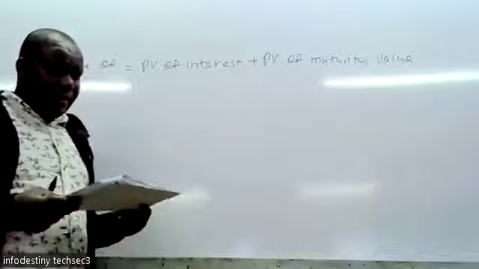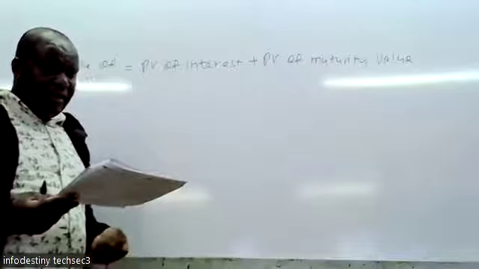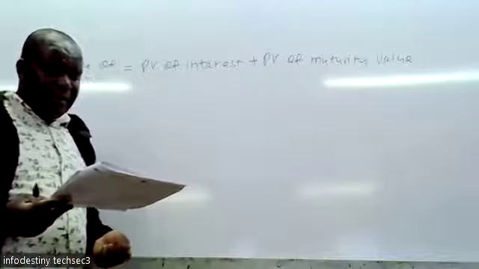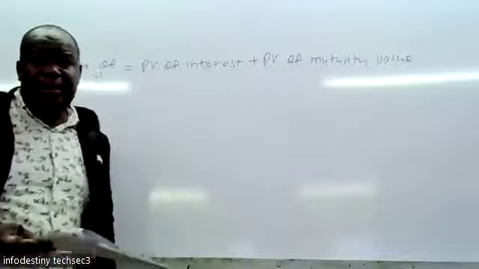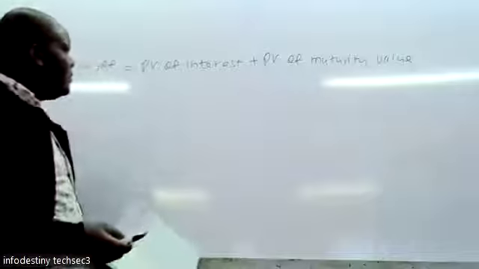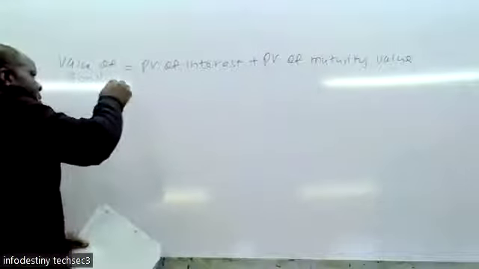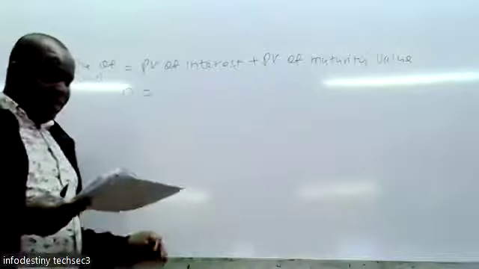So there is some information we need to analyze. They have said that interest is paid semi-annually. So what we need to do on that, we need to come up with N. So N is the maturity period.